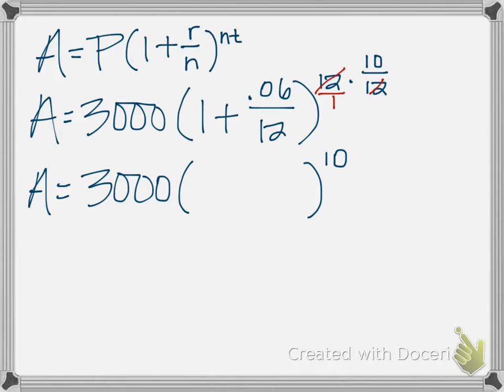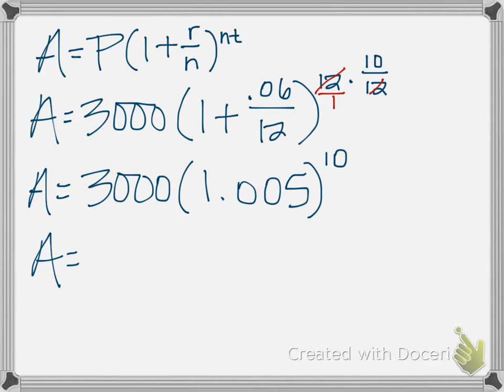I like to go ahead and simplify what's in my parentheses. So I would have to do 0.06 divided by 12 because of order of operations, and then add my 1. And when I do that, I get 1.005.